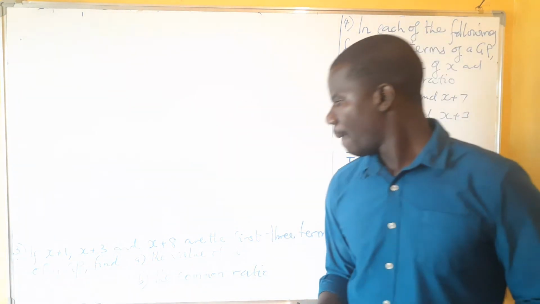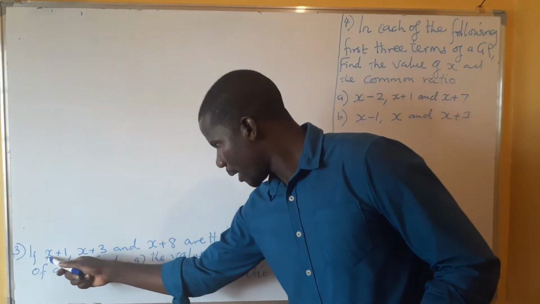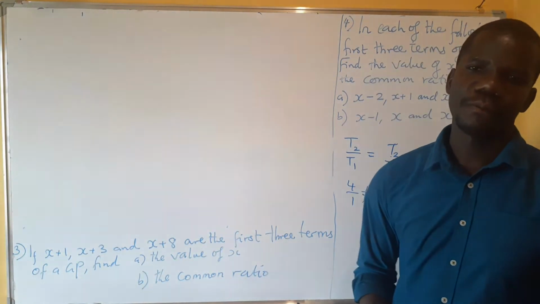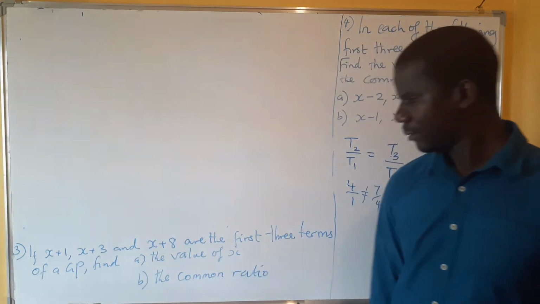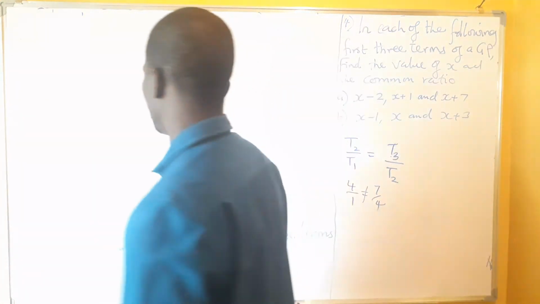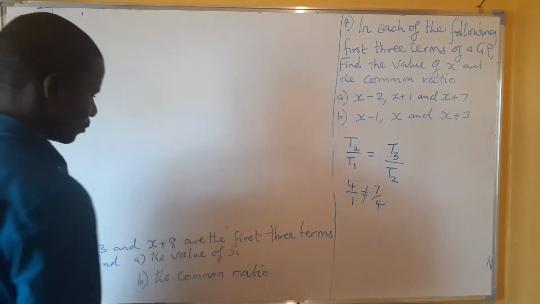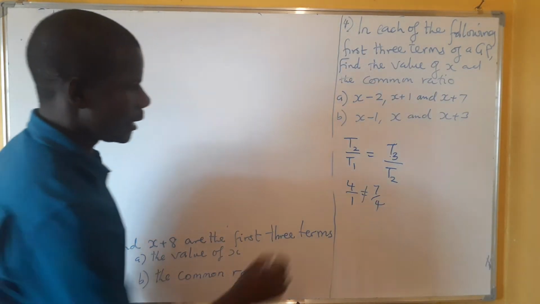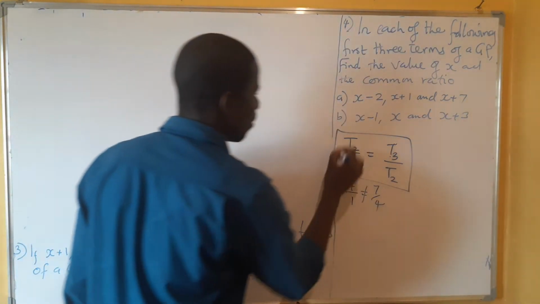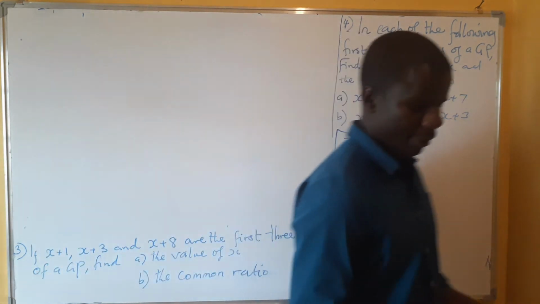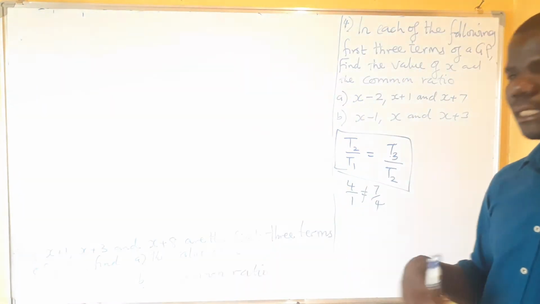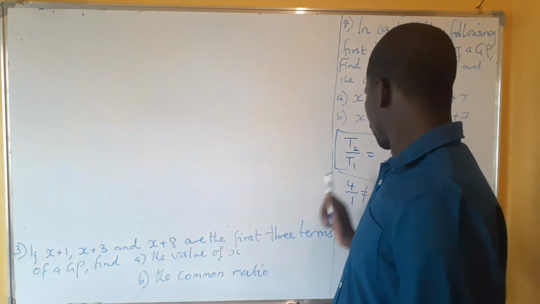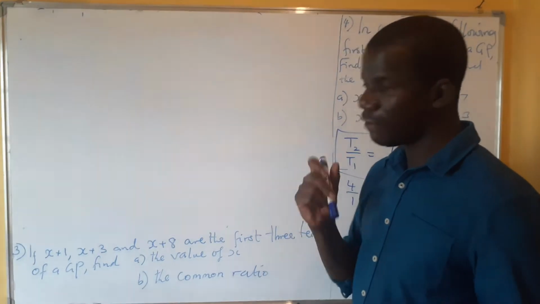So, we have the first 3 terms of the GP, and we want to find this value of x. What are we supposed to do? This is where we need to use the same method that we've been using here. What is the method? This same one. This method is very important. Please, let's do practice. This method is very important and helpful to you. So we need to apply this method. It will help us to find the value of x.